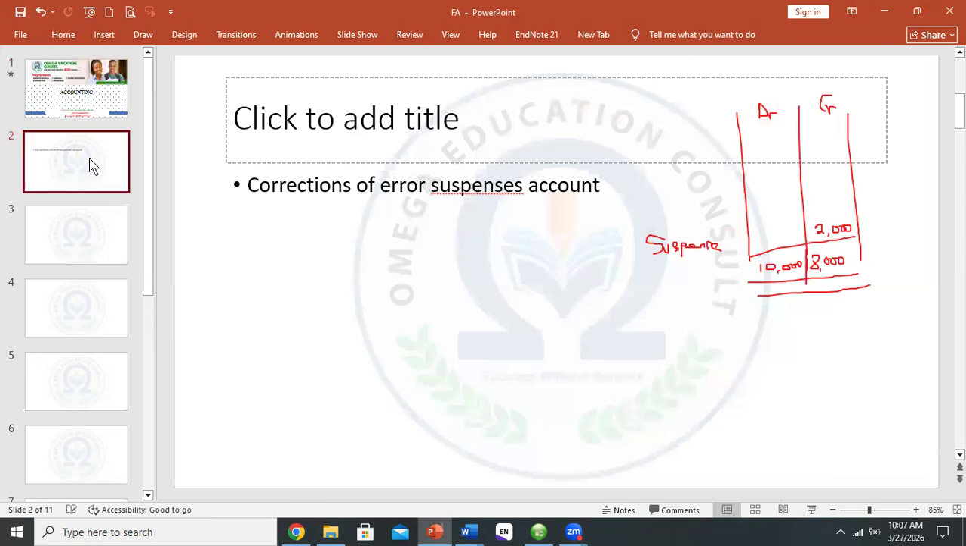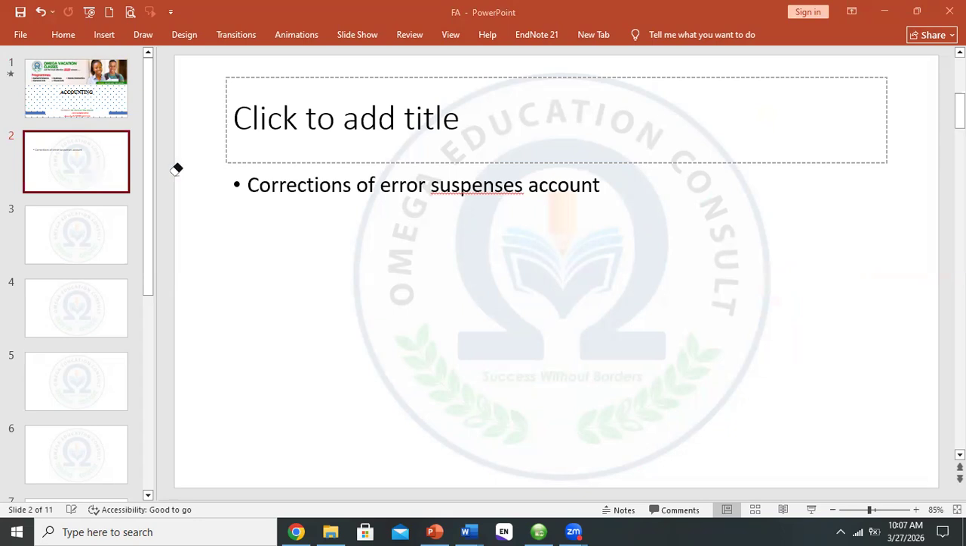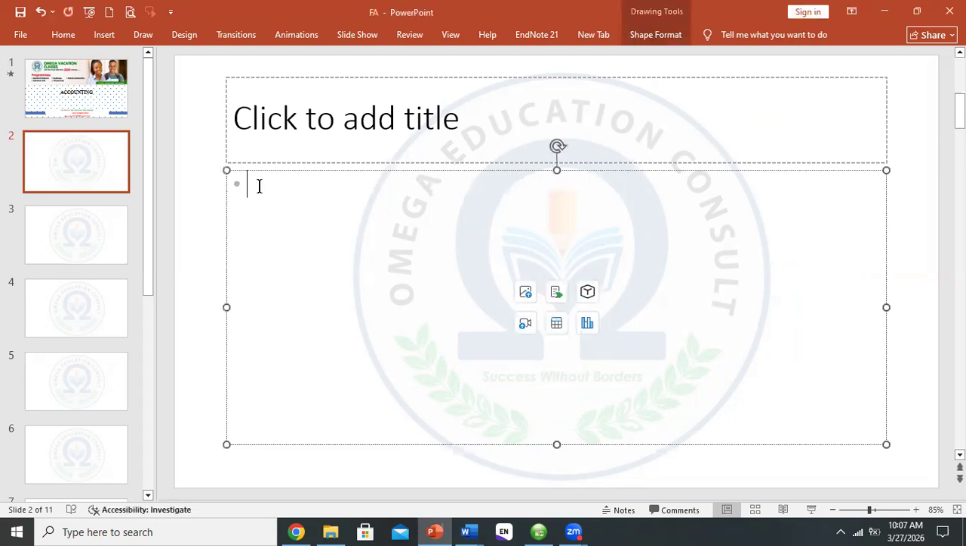So now I'll put things in perspective for you. You should appreciate the rationale for this particular topic, correction of errors. So first of all, we need to define an error in accounting. What is an error in accounting?